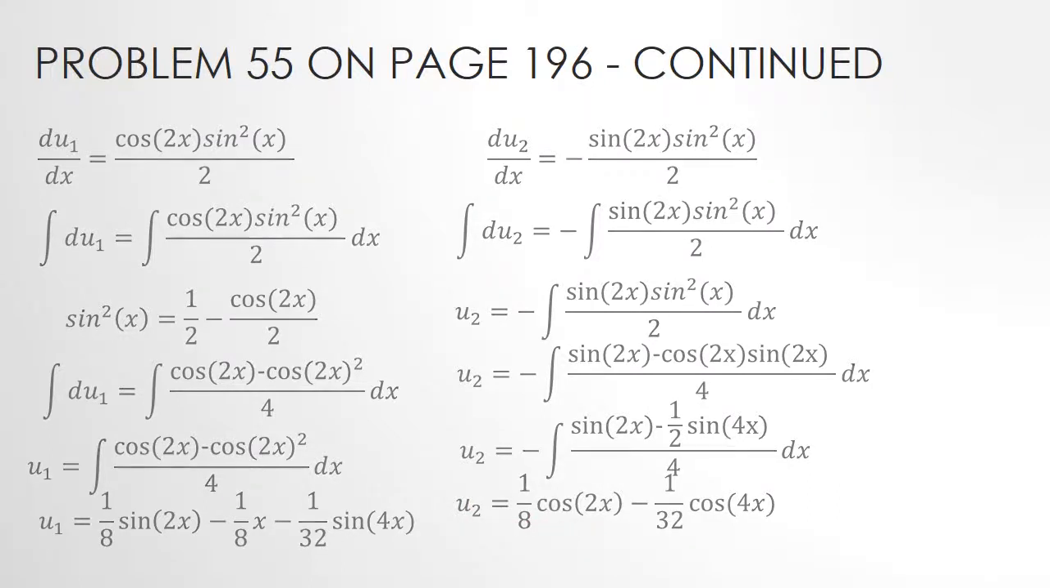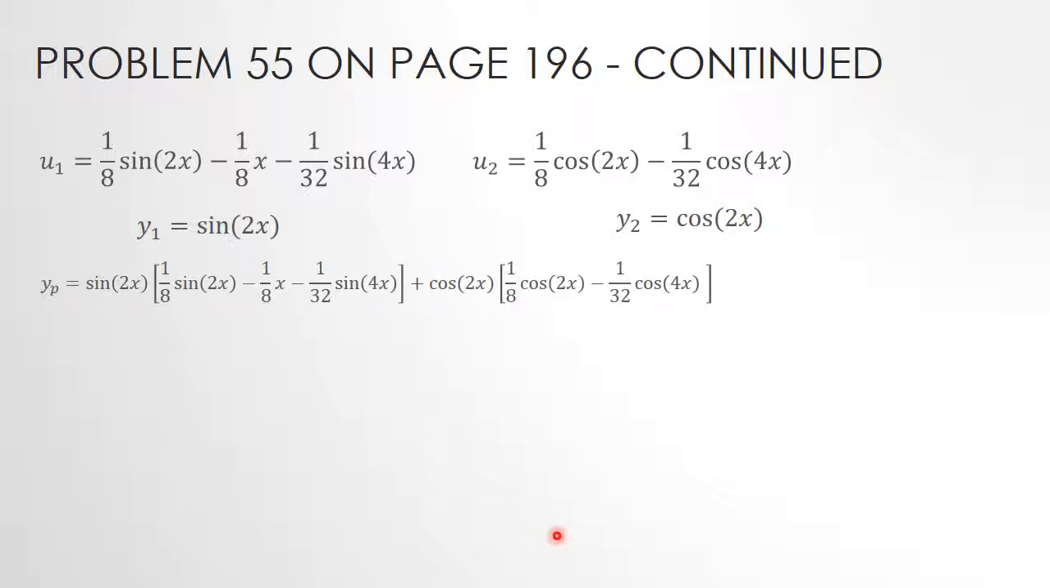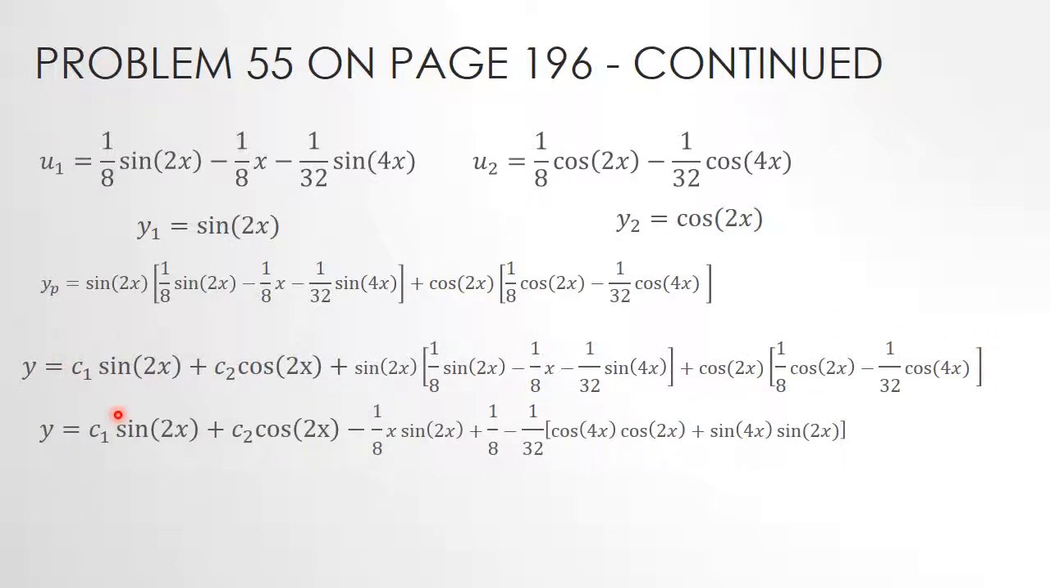Alright, so now that I know u1 and u2, I can now go back to find my complementary solutions y1 and y2, and then I multiply u1 times y1, u2 times y2, and I get this expression. I can simplify that. So this should be my total solution for my differential equation in problem 55. But I want to simplify this a little bit.